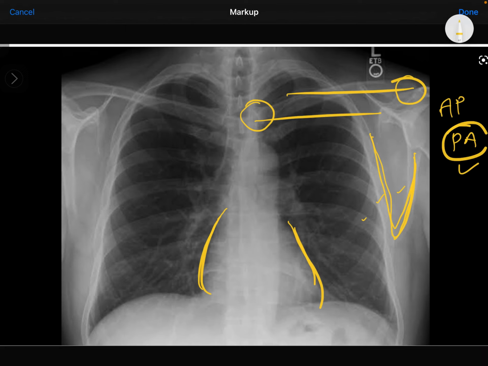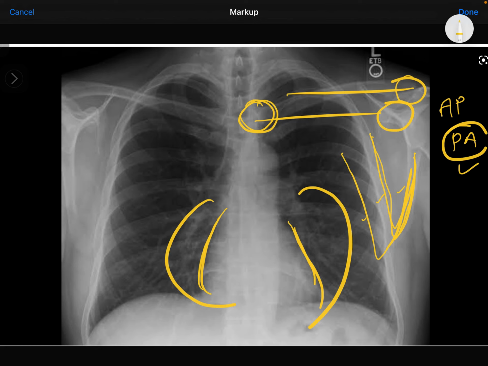In AP view, it will be opposite. That is, the acromioclavicular joint and sternoclavicular joint will be at the same level. The scapula will overlie the lung fields and the heart will appear larger.